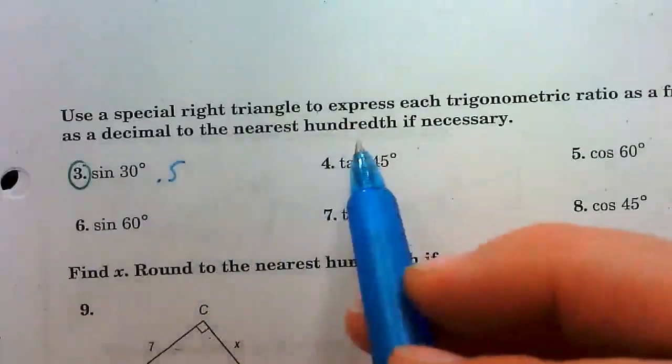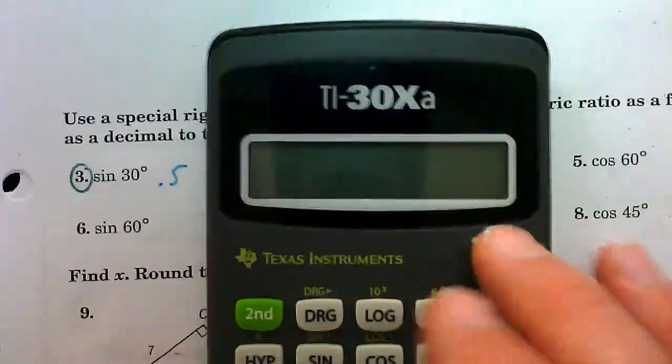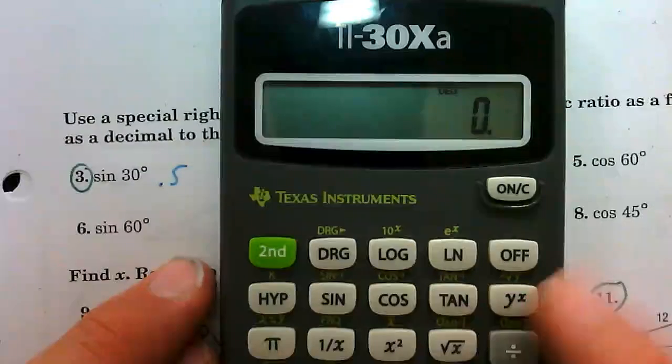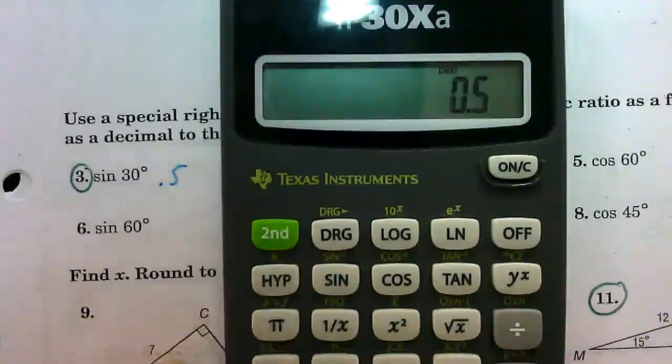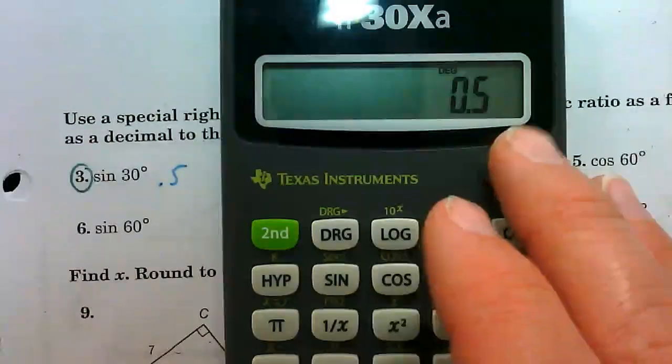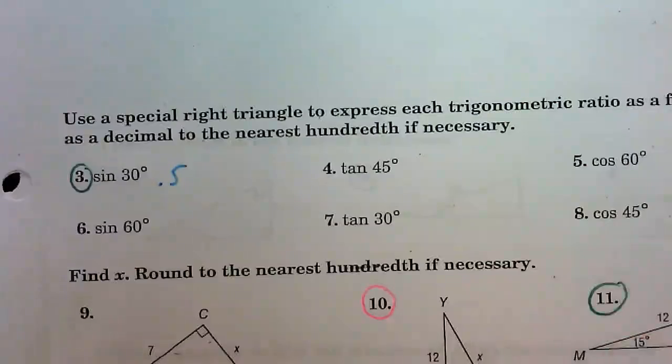And it said to the nearest hundredth if necessary. We don't have to round this, it's just 0.5. If I did it in the other calculator, this one, I typed in 30, and then after typing in 30, you hit sine, and you get, again, 0.5. And you could also do it on a cell phone if you turn it sideways, but you should get 0.5 no matter what.